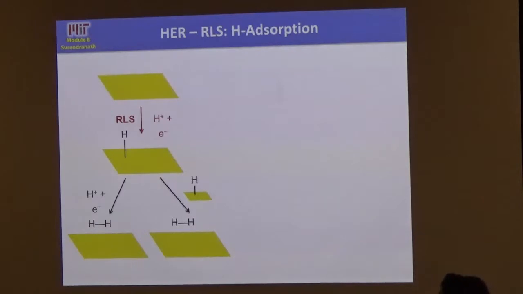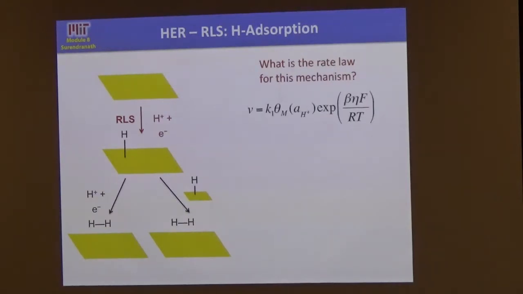So let's consider the first possibility. Say we postulate that the first one is rate limiting. If the first one is rate limiting, what is the rate law for this mechanism? Whenever you write a rate law, you worry about what the reactants are and what's actually existing in the transition state. What are the participants in the reaction? And so what you can essentially write is a rate expression that looks like this.